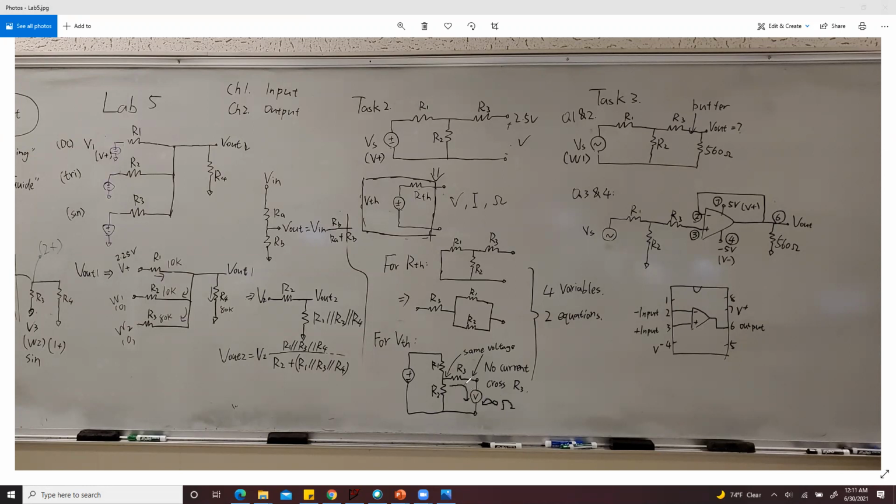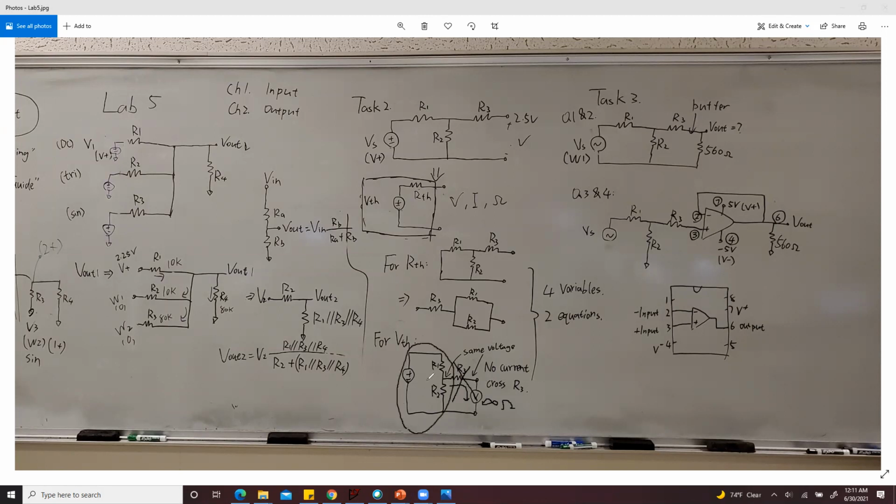Then when there is no current going through this voltmeter, that means there is no current going to R3. And when there is no current through R3, the voltage at this side of R3 will be the same as this side of R3. So this node here has the same voltage as here. In that case, we don't worry about R3 when we calculate the VTH, and we can simplify this circuit to something like this.